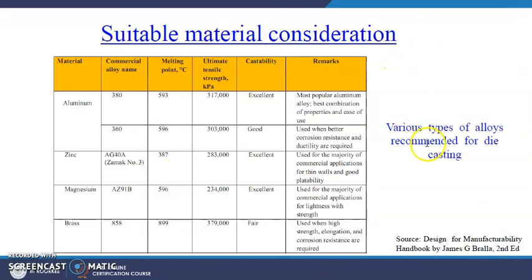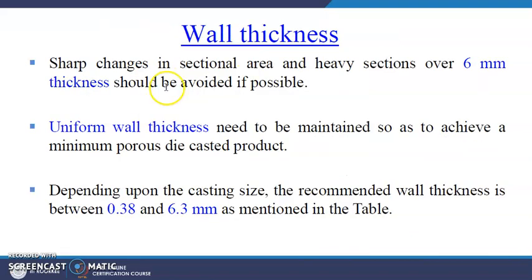Suitable material consideration should be there. Various types of alloys are recommended for die casting. So these are the alloys listed for different melting temperatures, their ultimate tensile strength and castability. You can go through it and select your alloy according to your need. Now the wall thickness: sharp changes in the sectional area and heavy sections over 6 mm thickness should be avoided. Uniform wall thickness should be maintained to achieve minimum porosity in the die casting.